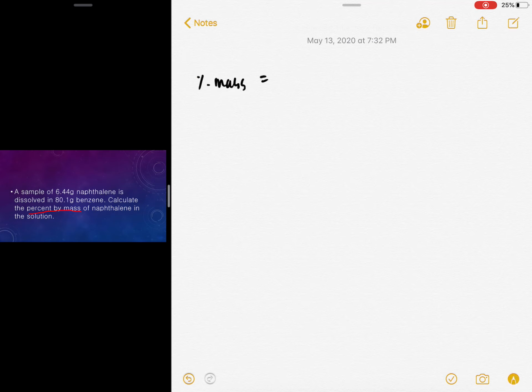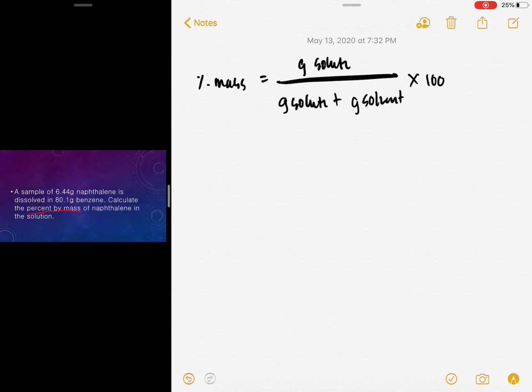It is equal to the grams of your solute over the grams of your solute plus the grams of your solvent times 100. Now, the next step is identifying kung sino ba si solute at sino ba si solvent. So, para hindi ka na mahirapan, kung sino yung pinaka-konti, mas maliit ang value, siya si solute. Yung mas malaki ang value, siya si solvent. So, in this case, naphthalene is the solute because your naphthalene has a smaller value. Okay? So, your solute here is naphthalene.